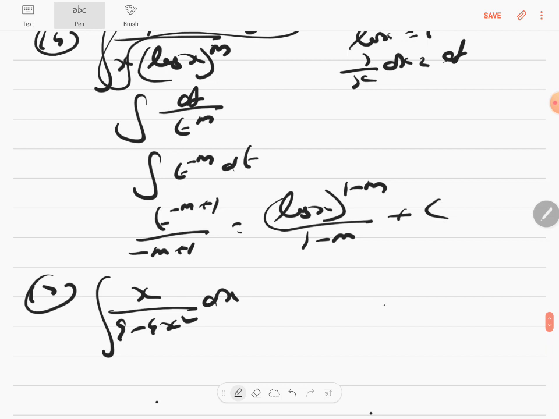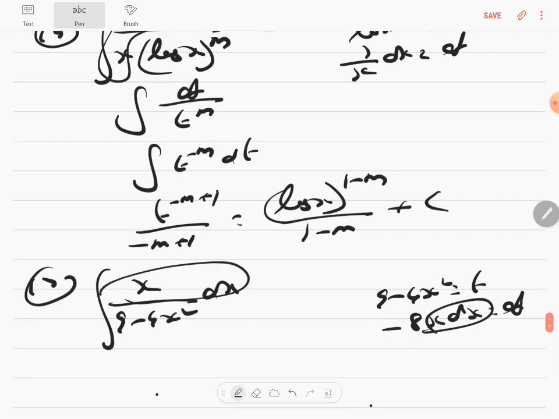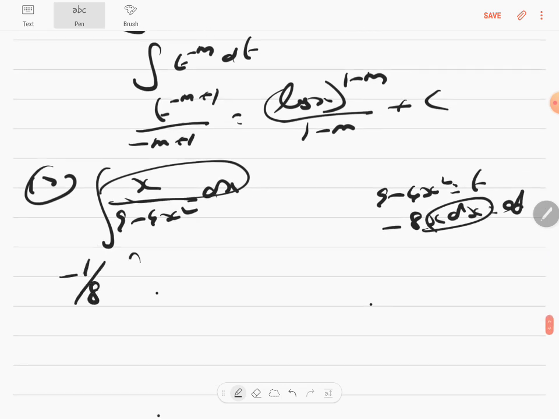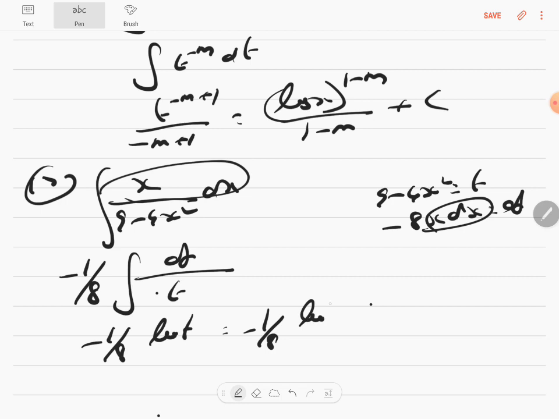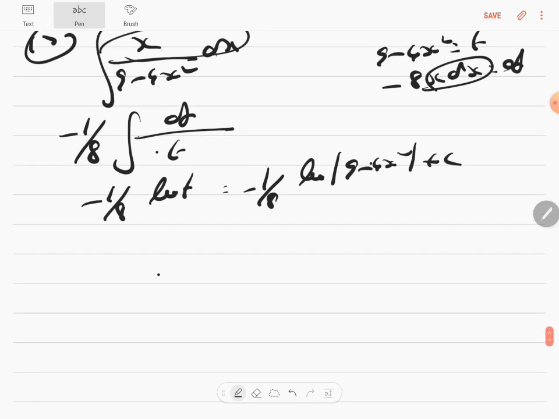Linear and quadratic. So 9 minus 4x squared itself is t, minus 8x dx is equal to dt. And x dx becomes dt by minus 8. So 1 by 8 into dt by t, minus 1 by 8 into log t, minus 1 by 8 into log of mod of 9 minus 4x squared plus c. So let's go to the next sum.